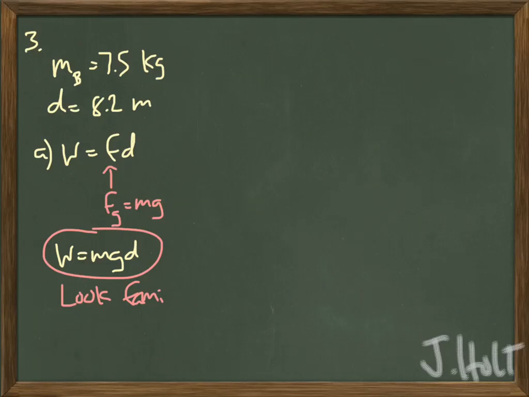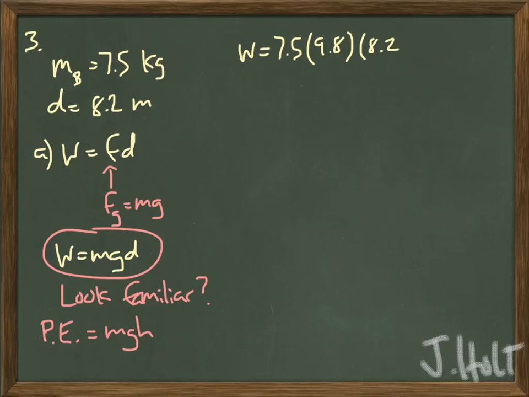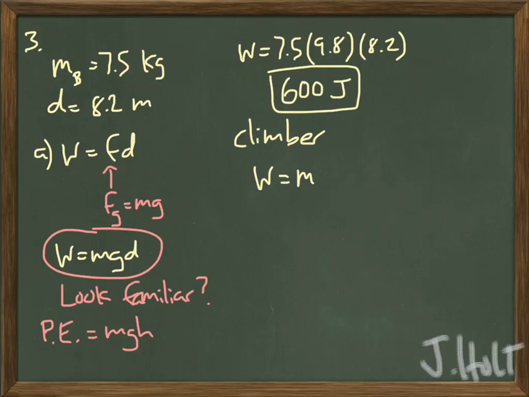And that should look familiar to you. It should look a lot like the equation for potential energy. Potential energy is mgh. We use an h instead of a d, but it's the same thing. It's just displacement. So work and potential energy are the same exact thing. And if you look at the equation carefully, it's actually the same exact equation.